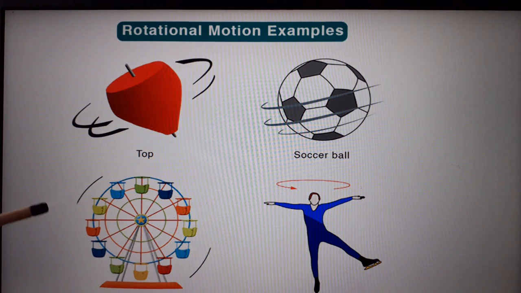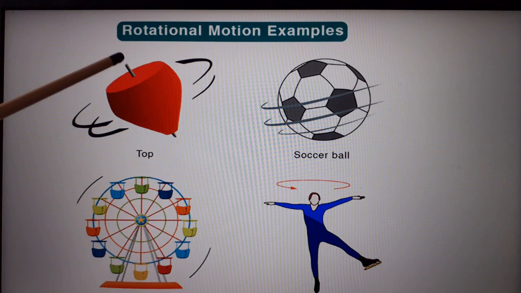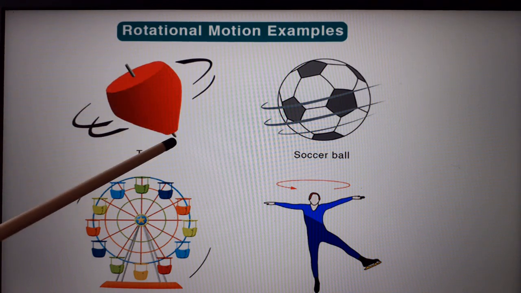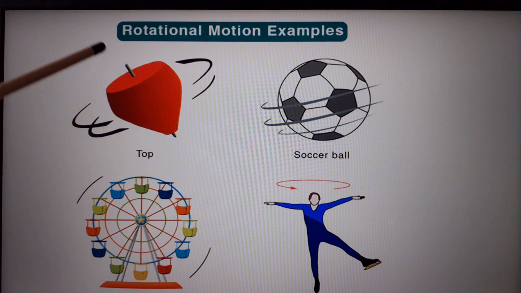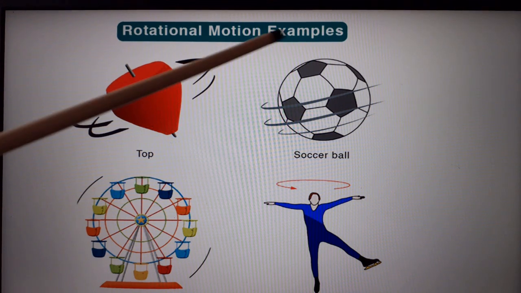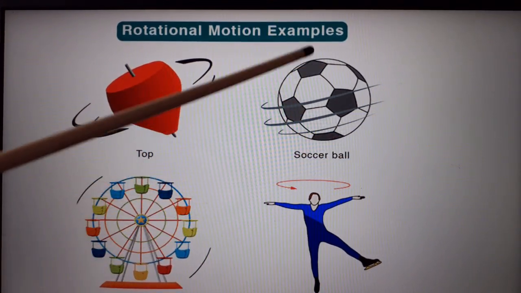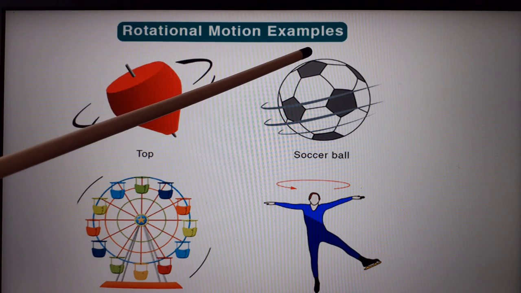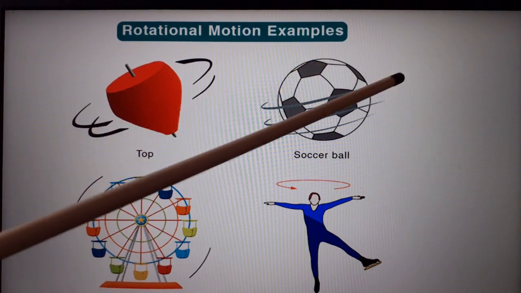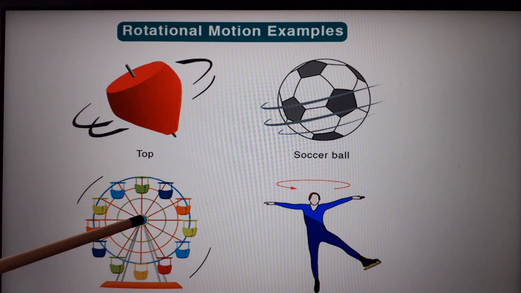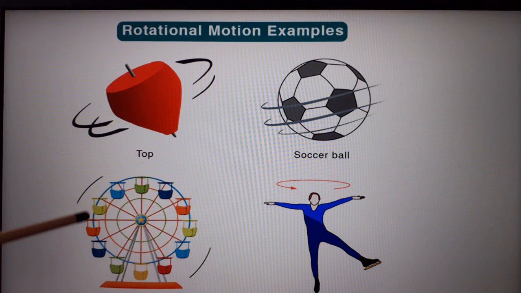Now certain examples of rotational motion are a top. The top is fixed at this axis, right? So it is going to perform rotational motion about this fixed axis. Ball. Consider an imaginary axis passing through the center. So the ball is going to rotate about that particular fixed axis. Then here is your fixed point for a giant wheel and about this fixed point, rotational motion will be performed.